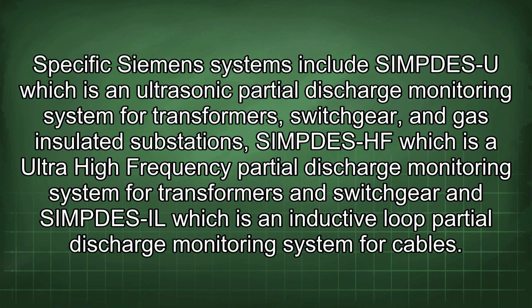Specific Siemens systems include Siemens U, which is an ultrasonic partial discharge monitoring system for transformers, switchgear, and gas-insulated substations, Siemens HF, which is an ultra-high frequency partial discharge monitoring system for transformers and switchgear, and Siemens IL, which is an inductive loop partial discharge monitoring system for cables.